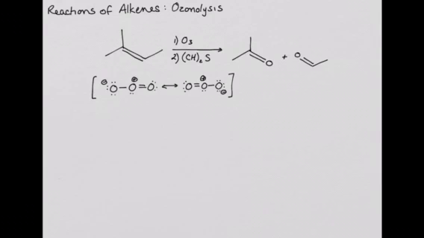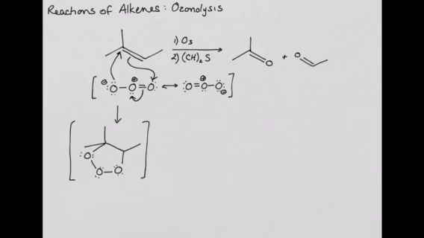Except this will be a 5-membered ring because it involves all 3 oxygens of ozone as well as the 2 carbons of the alkene. This produces an unstable intermediate called the primary ozonide. This intermediate contains 2 peroxide linkages and is very unstable.